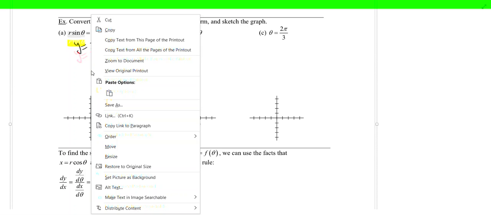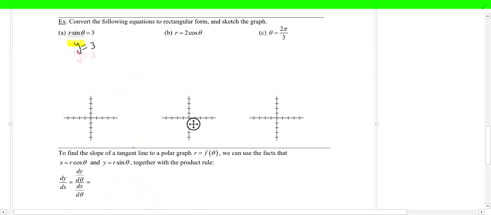And whereas in pre-cal, they should have made you put points in there. Because we're in calculus now, that's not my biggest problem. My biggest problem is making you understand what you're doing and then using it in calculus. So I don't care about points. I just want you to draw the horizontal line at 3.